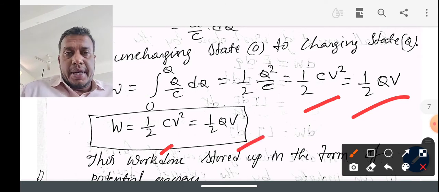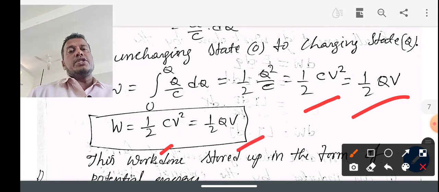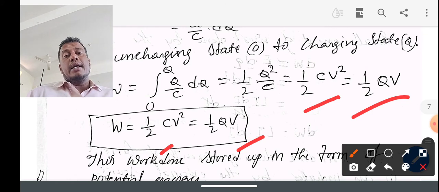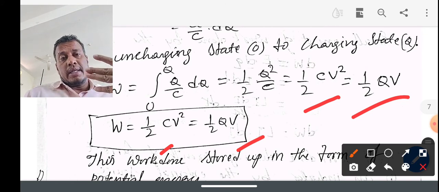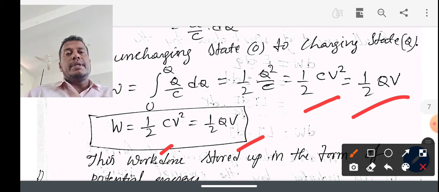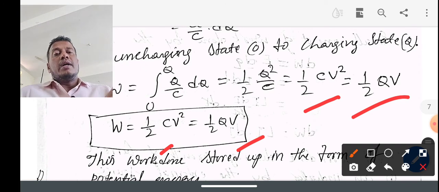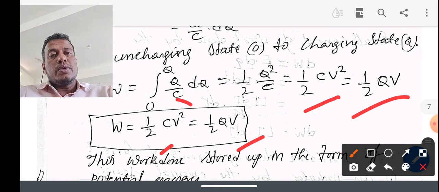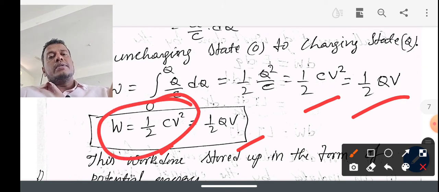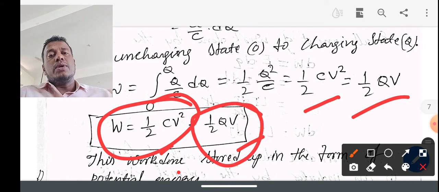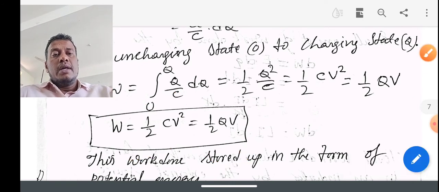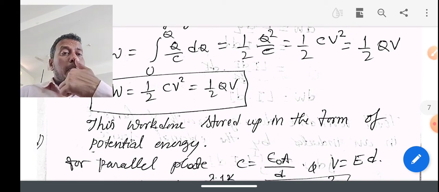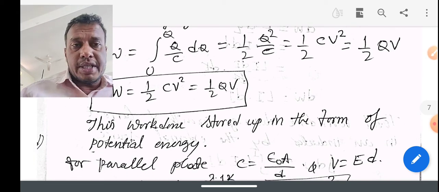This is the required equation of the energy stored in the capacitor, or the amount of work done in the capacitor to bring that charge, equal to half C V square or half Q V. Usually half C V square is used here. Half Q V is also equal to the same energy in terms of charge and voltage. So, this is the work done, stored up in the form of potential energy.